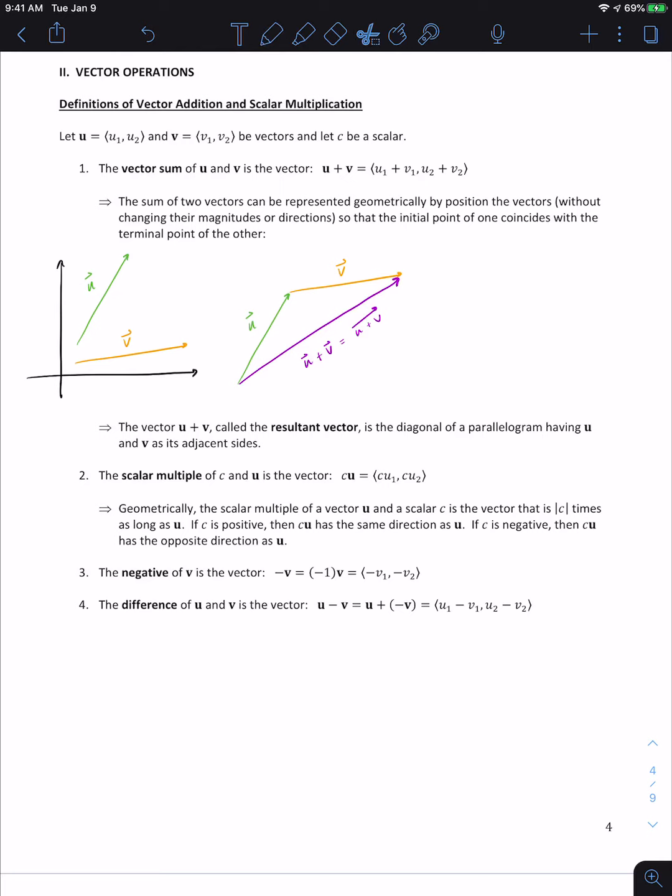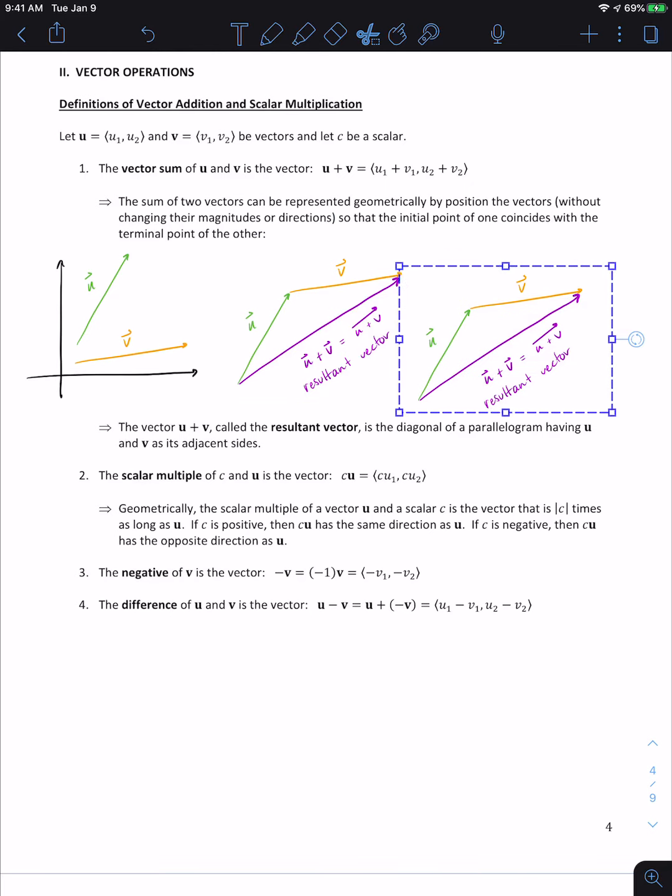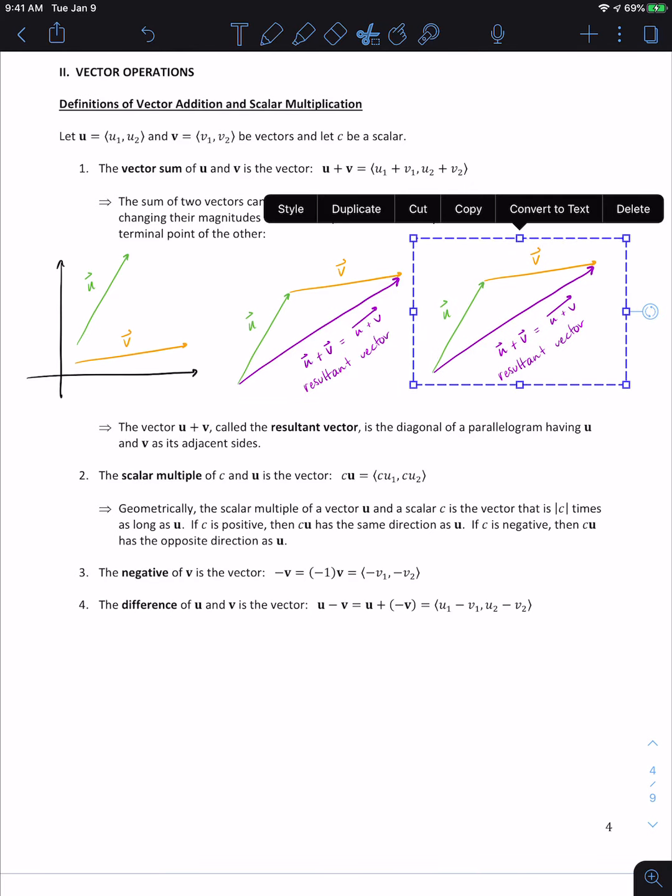And then one thing to notice too, looking at the other bullet point, the vector u plus v is called the resultant vector. So this is the resultant vector, right? And it is actually the diagonal of a parallelogram, right? So let's take that there.